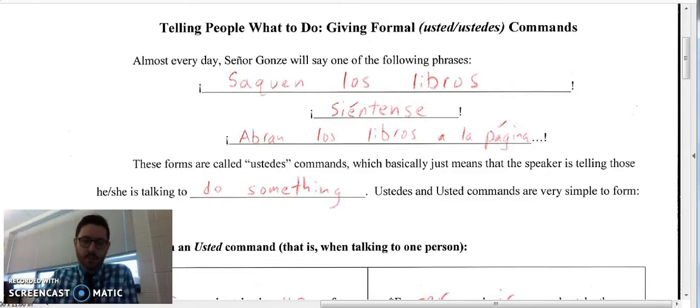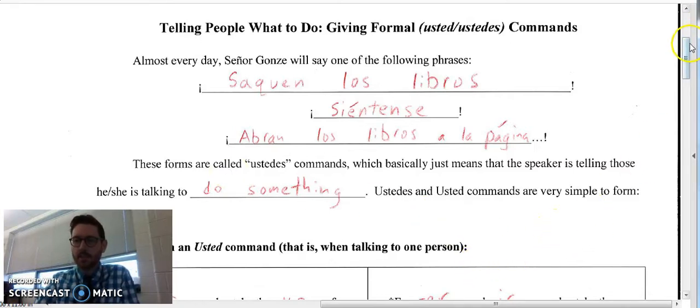The good news about these commands is that they basically look exactly like the negative tú commands, they just have different endings. You'll drop the S and instead you'll do different things, and you'll see that in a sec. Almost every day I say one of the following phrases. I'll say sacan los libros, I'll say siéntense, I'll say abran los libros a la página 270 y algo. I'll just give you commands that look like this. All of these commands that end in like saquen, sienten, abran are called ustedes commands, which basically just means that I'm telling more than one person to do something.